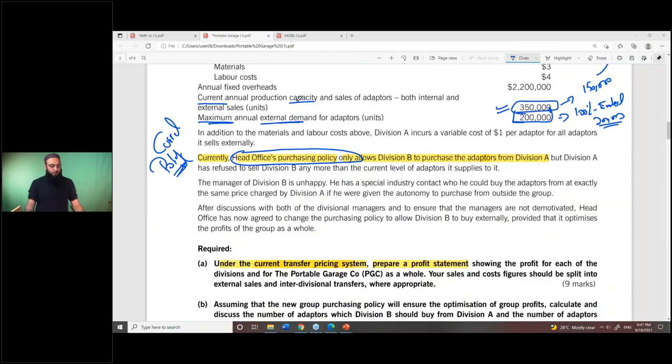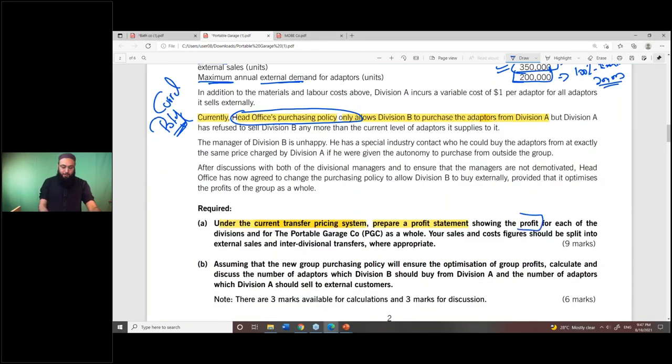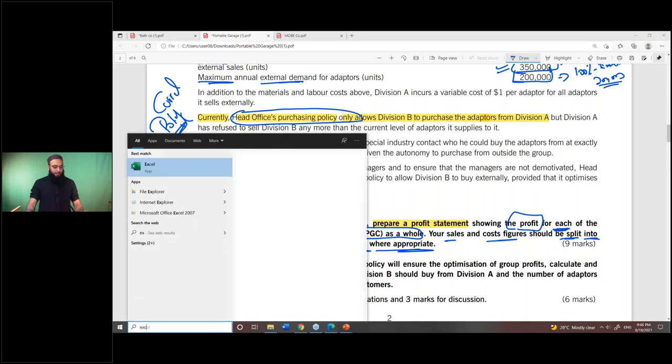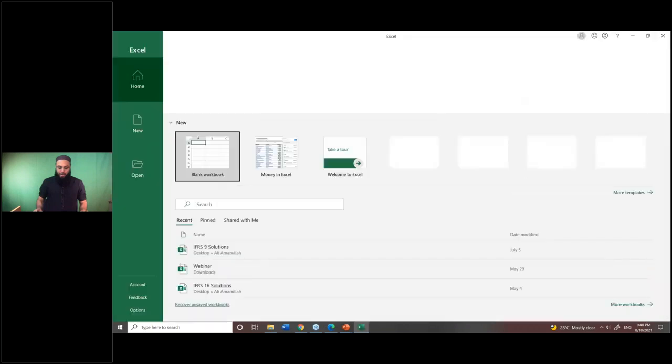I haven't read all these things. I'll read it later on. Prepare a profit statement showing the profit for each of the divisions and the group as a whole. Your sales and profit figures should be split into external sales and interdivisional sales where appropriate. So just show the sales separately. Now I'll use the spreadsheet here to solve this answer, so that you get to know how to solve using a spreadsheet.